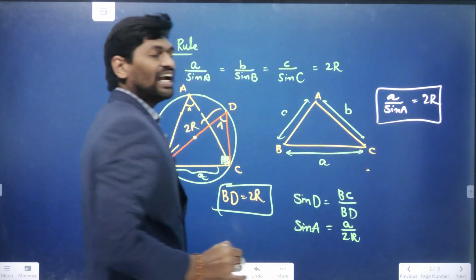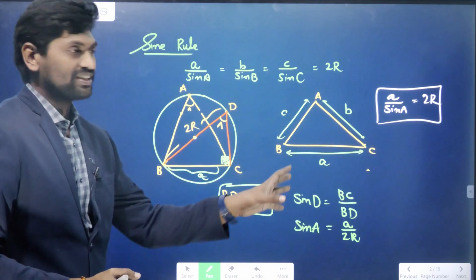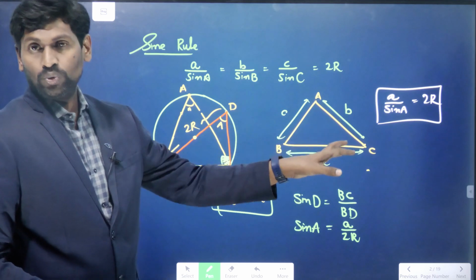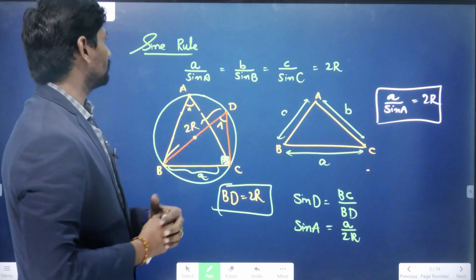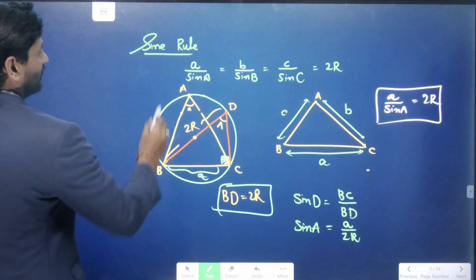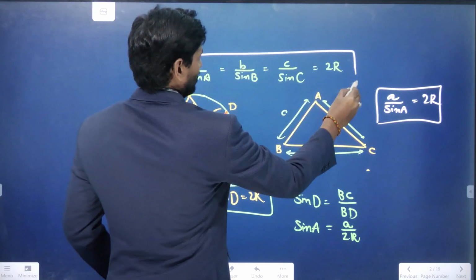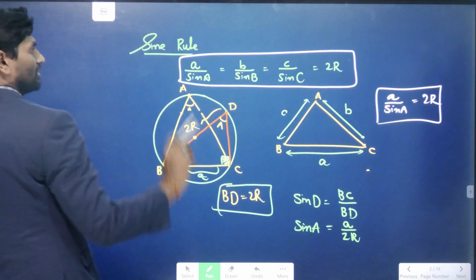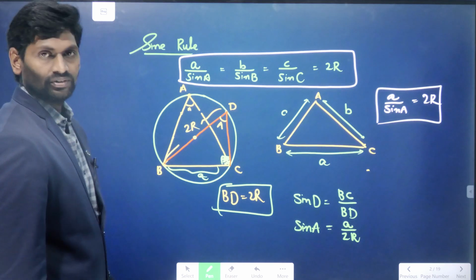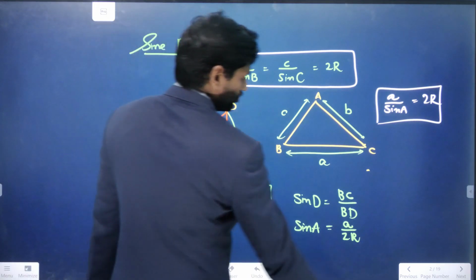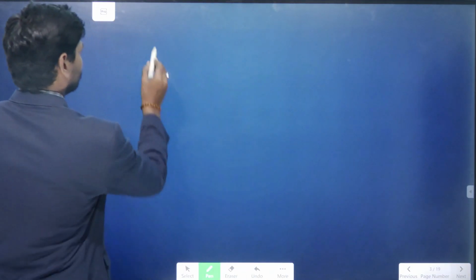Similarly, at angle B also we can prove the same way: b by sin B equals 2r, and c by sin C equals 2r. Okay, now this is the sine rule: a by sin A equals b by sin B equals c by sin C equals 2r. Important formula. Let us go to the second rule, the cosine rule.